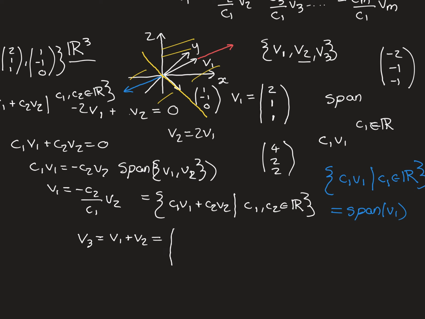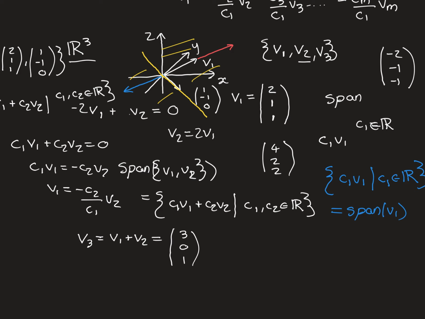So let's actually work out what that is. So (2, 1, 1) plus (1, -1, 0). So that's going to give (3, 0, 1). So all I've done is add that vector to that vector. So this gives what this vector overall is.